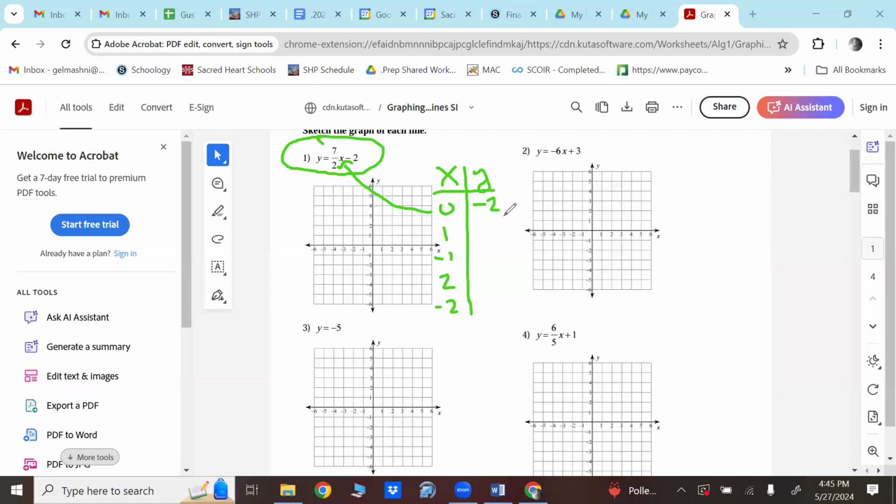For one, that'd be 7 halves minus 2, which is 3 halves, or 1.5. Then we put -1, so it's -3/2, I think.